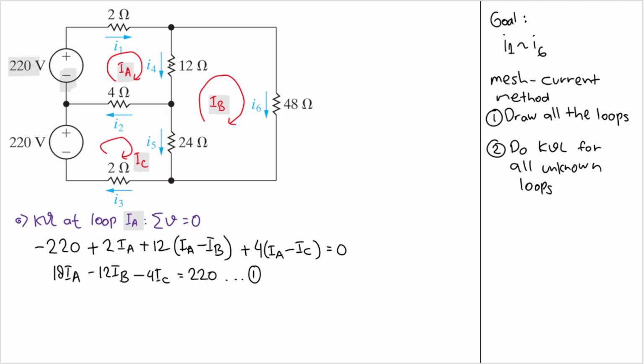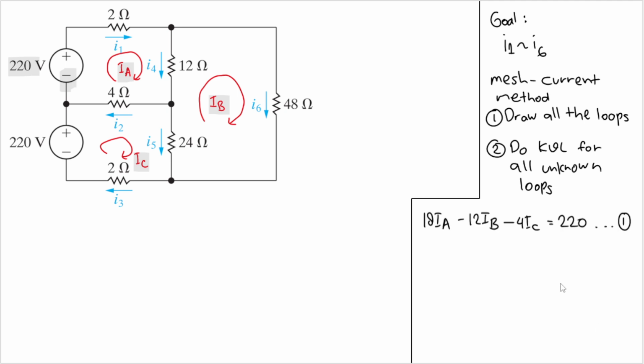Okay. Now maybe clean up the slide a bit, right? Okay. Now we have saved the equation from IA. Let's move on to this loop here. So I need to do KVL at loop IB. We can do KVL again: the sum of the voltages in a loop will equal 0.